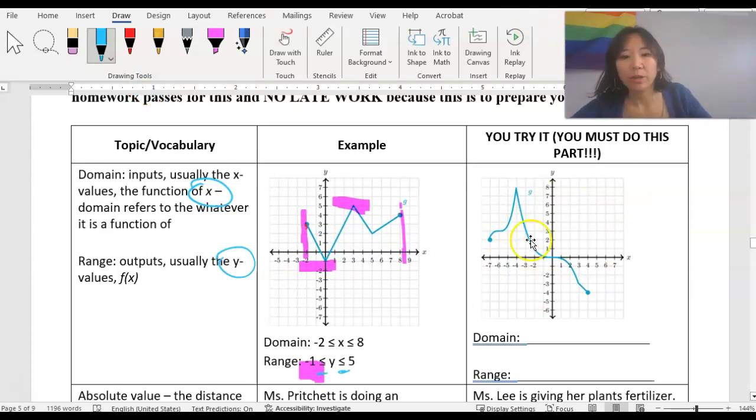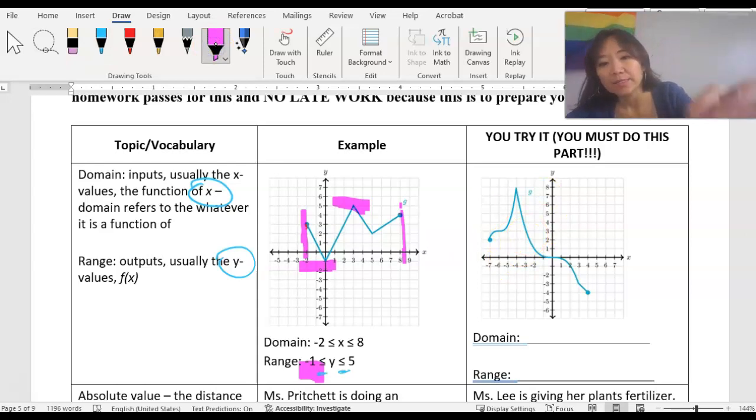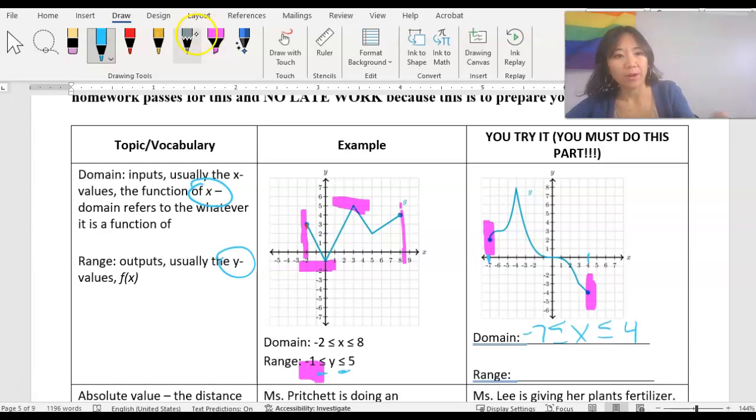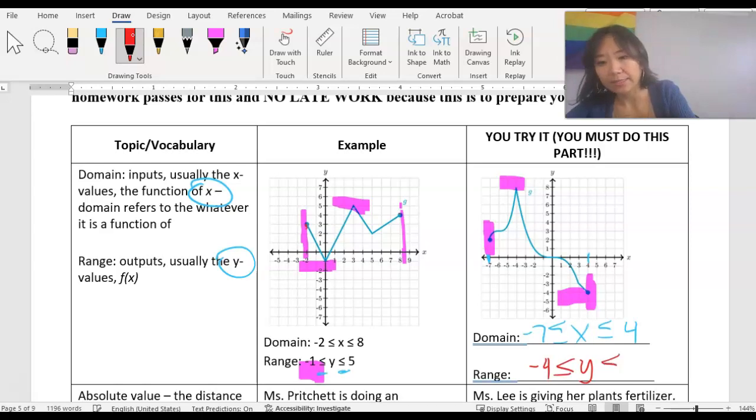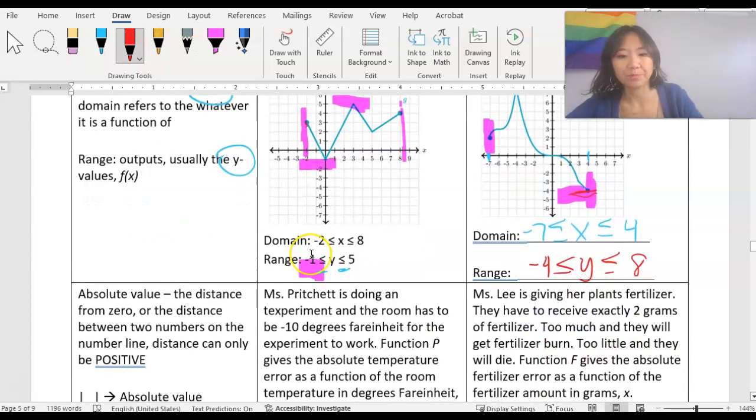So here we are going to try it out. This is the domain or the inputs and our x values. And so x here is greater than or equal to -7 and less than or equal to 4. It is between these 2 points here. And then if we're looking at our range, our highest y value is 8 and our lowest y value is -4. And so y is going to be greater than or equal to -4 and less than or equal to 8. Again, this 8 being the highest point and this -4 being the lowest point.